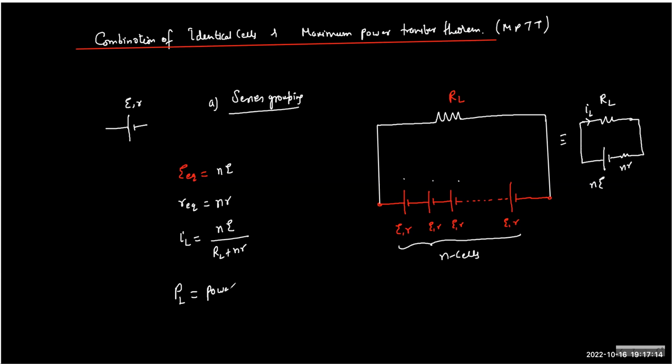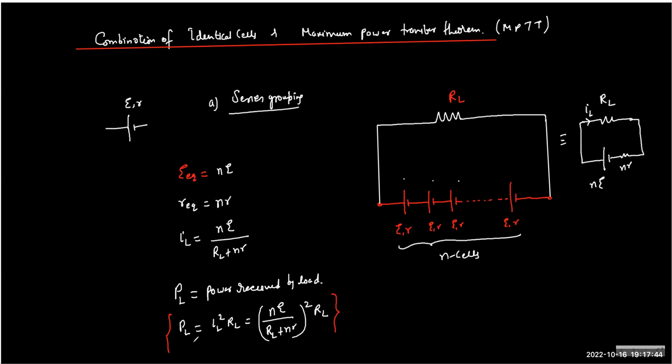Power received by load. And the answer is I square RL, which is NE upon RL plus NR, whole square, times RL. Now look at this formula for some time and let's try to analyze the mathematical beauty of it.